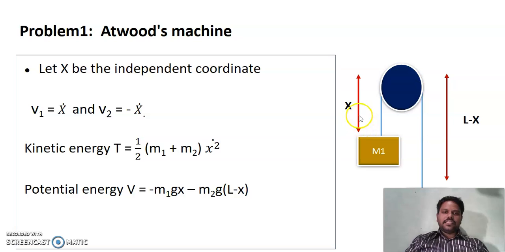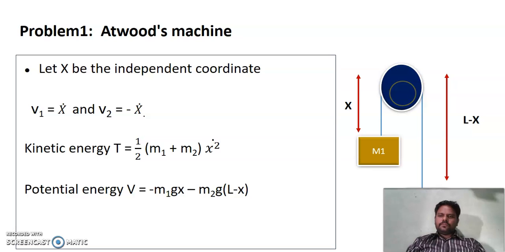Let x be the vertical height of mass m1 with respect to the pulley. So m2's vertical distance will be L minus x. Let x be the independent coordinate. Then the velocity of mass m1 is given by v1 is equal to x dot, whereas the velocity of mass m2, on differentiating L minus x, reduces to minus x dot.